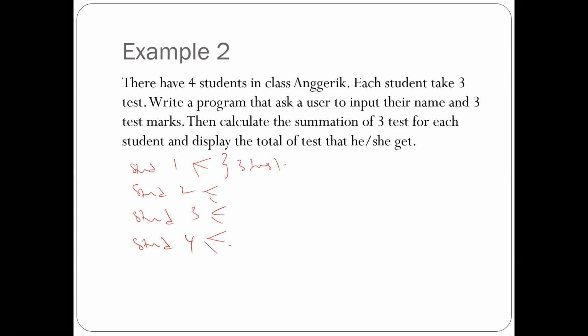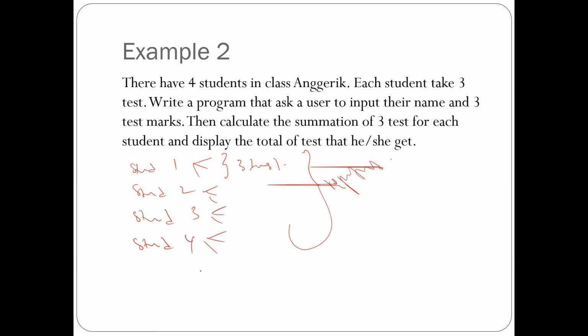Okay, run the program that asks the user to input their name and 3 test marks, then calculate the summation of 3 tests for each student and display the total of tests that he or she gets. Okay, so kalau sebelum kita belajar repetition, kita akan buat macam mana? Kita akan guna sequence lah. Kita guna sequence di mana kita akan buat student name 1. Lepas tu kita akan buatkan student 1 test 1, student 1 test 2, student 1 test 3. Kita akan declare benda tu. Tapi now kita gunakan repetition.